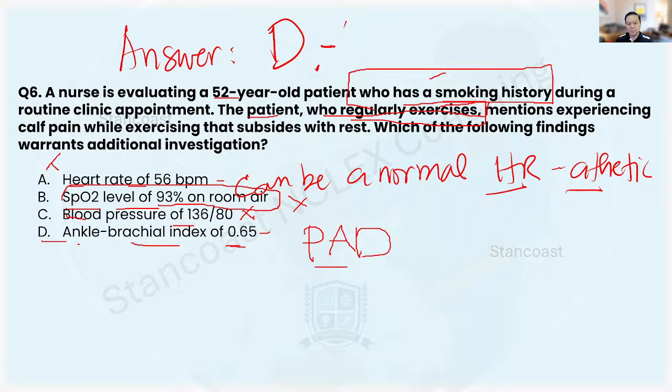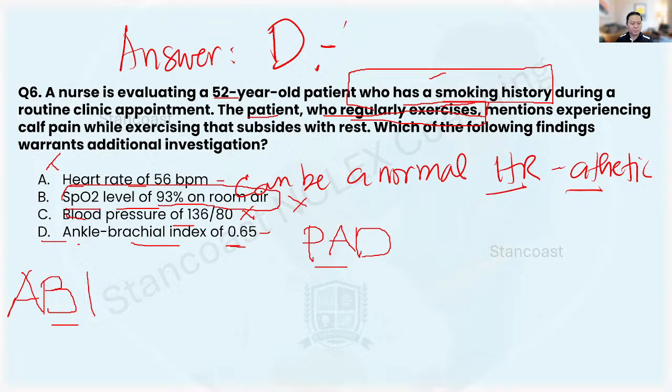Let me explain. When you are doing the ankle brachial index, or ABI, this is a simple procedure that you can do with the use of a regular blood pressure cuff. You're also going to be using the venous Doppler, or just the Doppler. You're going to use that to listen to the pulsation.